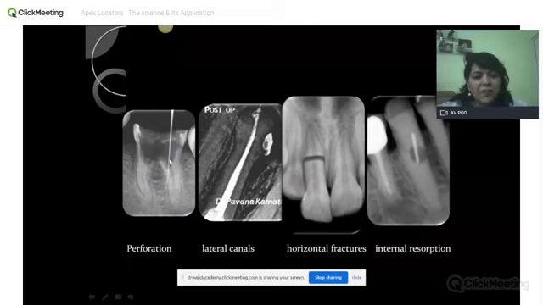So now let us apply the same concept in these conditions. When you place the Apex Locator into this root canal and suddenly when it enters a perforation, again the flow of electricity, the flow of electrons would obviously be detected by this perforation, and hence the circuit would get completed. And there would be a sudden jump in value without detecting the periodontal ligament. Same thing in case of a large lateral canal, or for that matter, when there are horizontal fractures or when there's an internal resorption. So this is how your electronic Apex Locators are also useful in detecting all these conditions.